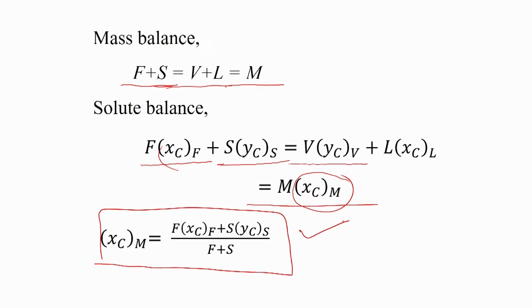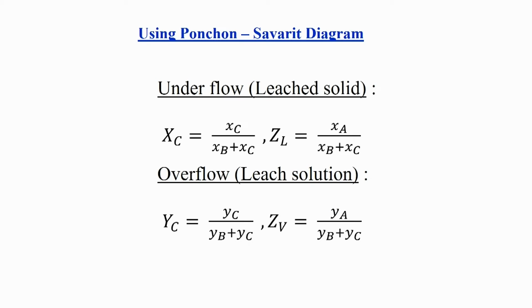Okay. So, we can get the solute concentration in the mixture, but in reality we cannot get this concentration, because it will be separated into two different phases. We already mentioned that sufficient time is given for the extraction or leaching process to separate into two different phases: in the case of leaching, underflow and overflow, and in the case of the extraction process, extract and raffinate. Okay. So, using the Ponchon-Savarit diagram, now we are converting all this to a solid-free basis.